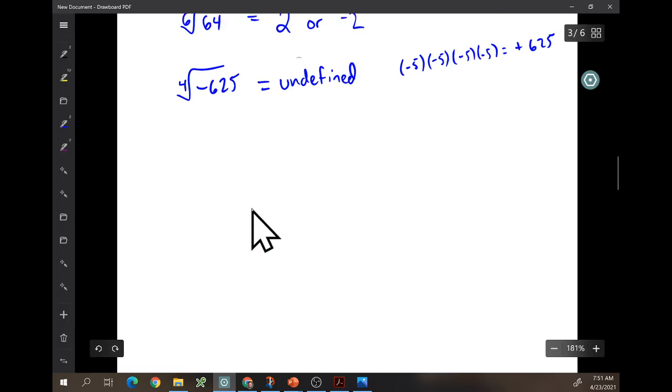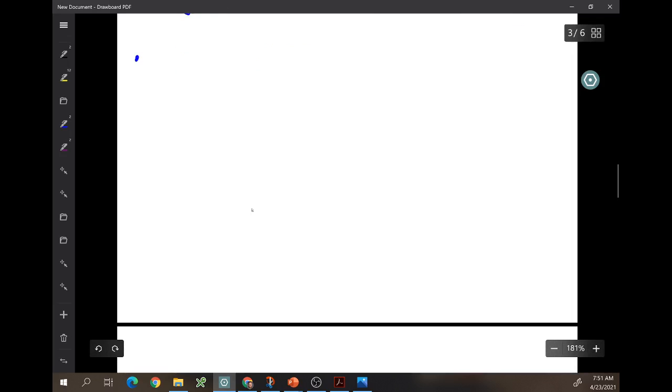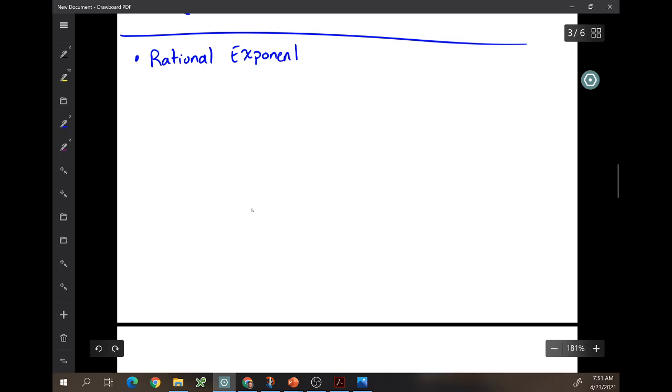So kind of moving on, that was actually just the first part of this lesson. We're going to have a few more parts of this lesson. So the next part of this lesson is going to be what we're going to call rational exponents. And so far we've been in radical form. So the square root of x and the cube root of x, these are in radical form.